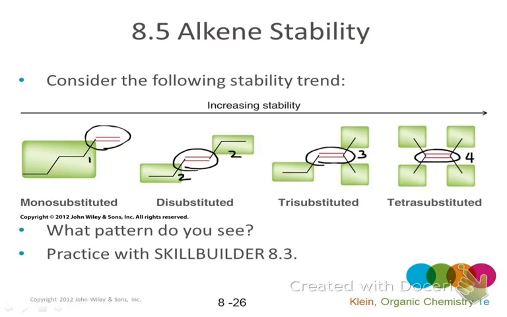Carbocation stability, right? It's the same trend as carbocation stability. Double bonds are made more stable by the substituents. Now, let's back up for a second. When carbocations are made more stable, why do carbocations get more stable when they have more substituents on them?